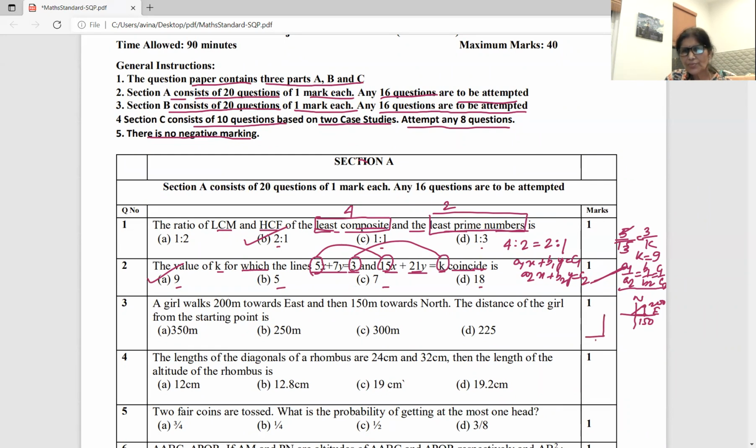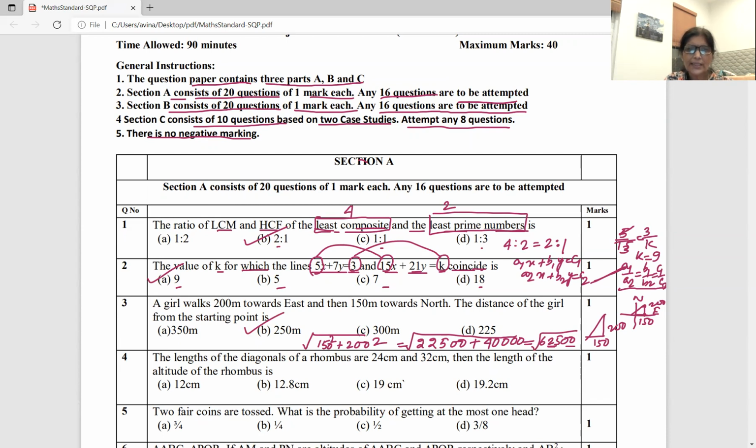I'm writing here 150, then 200. You have to find the hypotenuse. It will be the square root of 150 squared plus 200 squared. 15 squared is 225, so you can write 22500. Then 200 squared is 40000. Total is the square root of 62500. That will be 250, because 625 has square root 25 and the square root of 100 is 10. So B is the answer here.